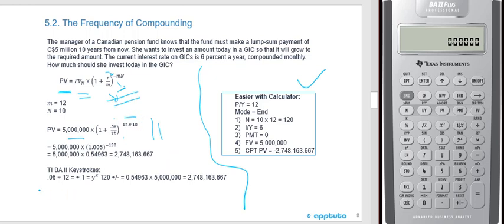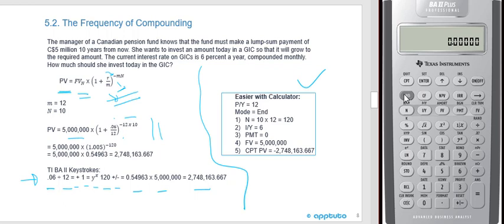So I even gave you the keystrokes down here for the people that love the algebra. 0.06 divided by 12 equals, plus 1, y to the x, 120. Hit the plus minus key because it's negative, equals, times the 5 million. You'll get the 2.748 million, okay? But to do it on the calculator, it's a lot easier.